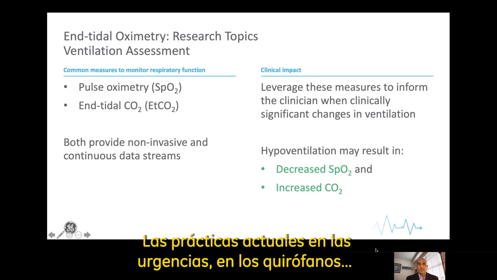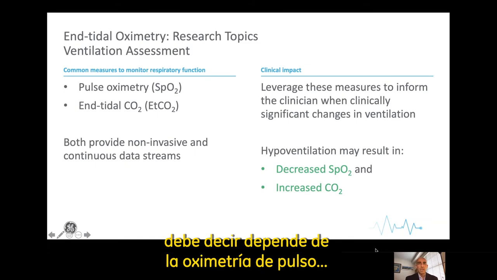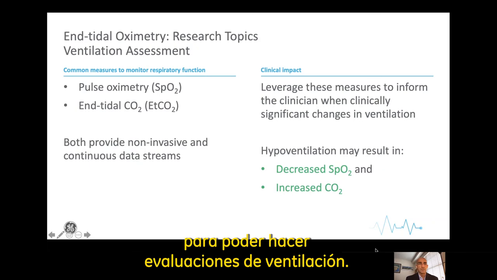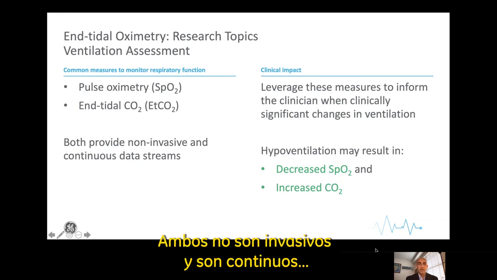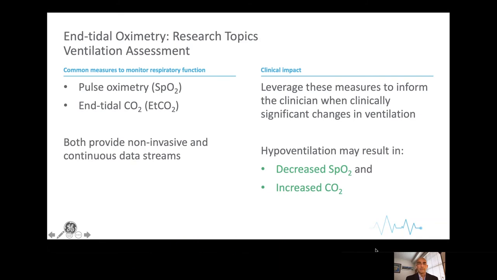So current practices in the emergency department, in the operating room, and in other acute care environments will rely on pulse oximetry and end tidal CO2 to be able to perform ventilation assessments. Both are non-invasive and both are continuous, which is advantageous for the ambulatory population.